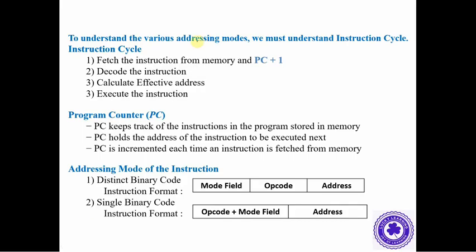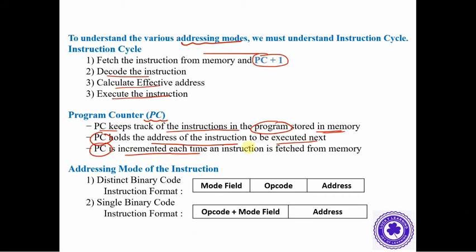To understand the various addressing modes, we must understand the instruction cycle. The instruction cycle is to fetch the instruction from memory, and the PC gets incremented. Then it has to decode the instruction, calculate the effective address, and execute the instruction. Now, what does the program counter contain? The PC keeps track of the instructions in the program stored in the memory. The PC holds the address of the instruction that is to be executed next, and the PC is incremented each time an instruction is fetched from the memory.